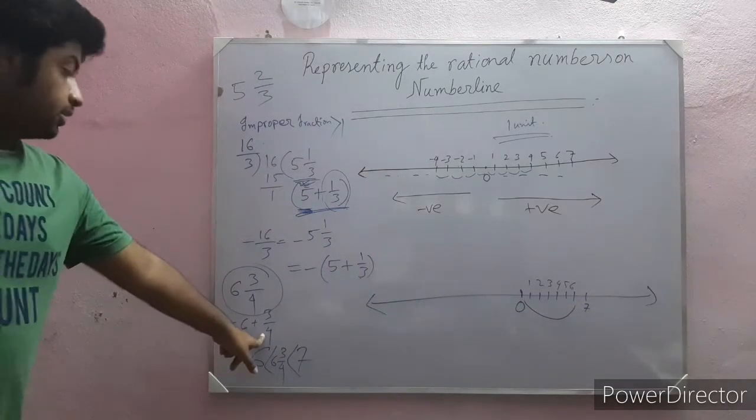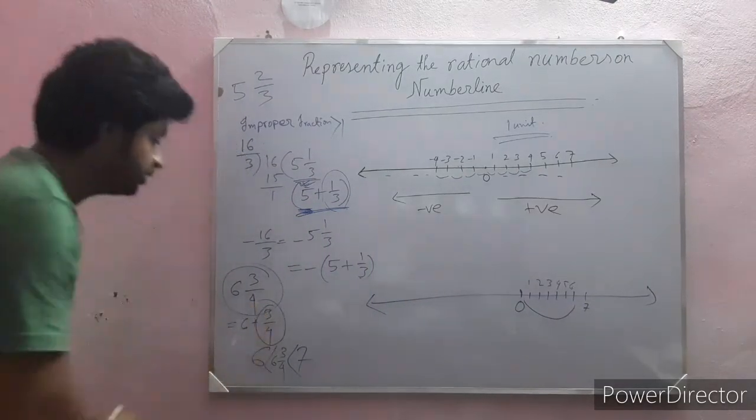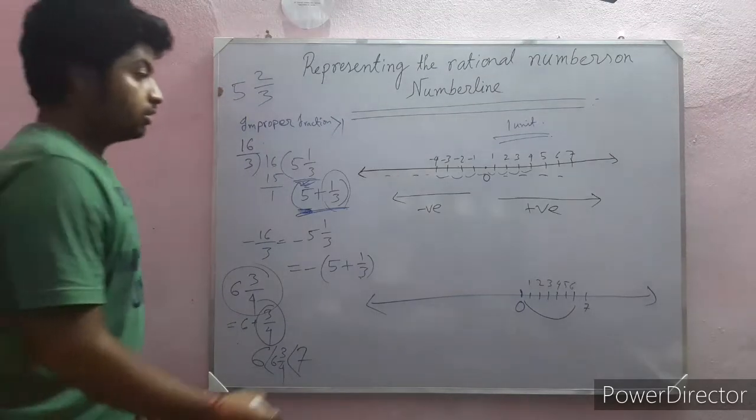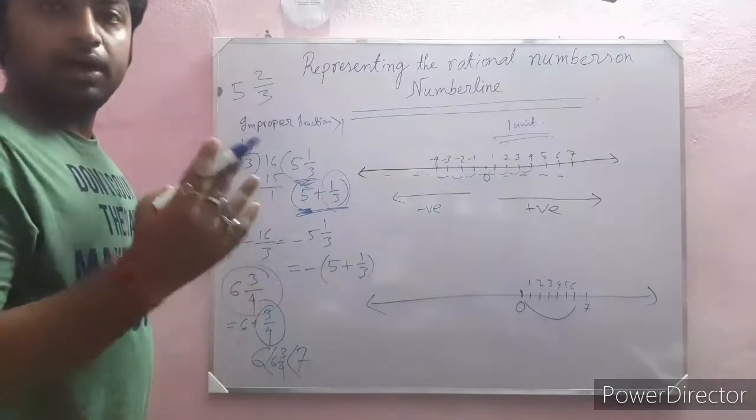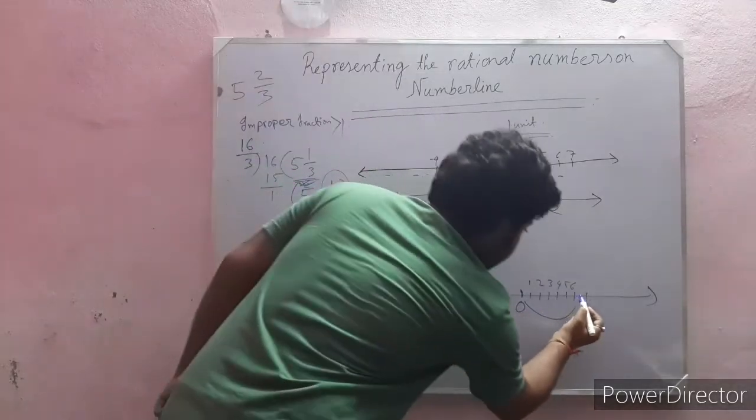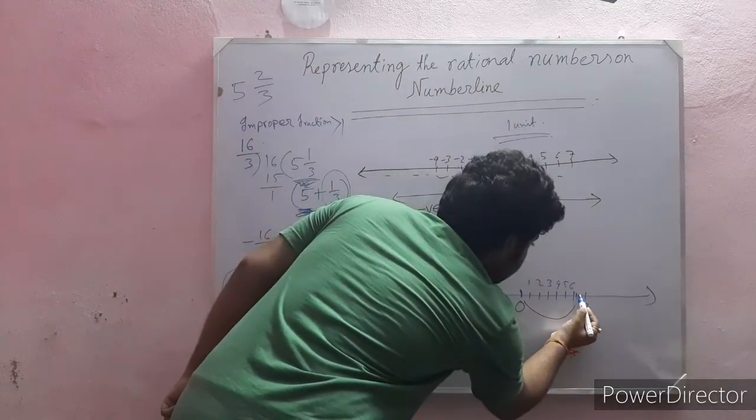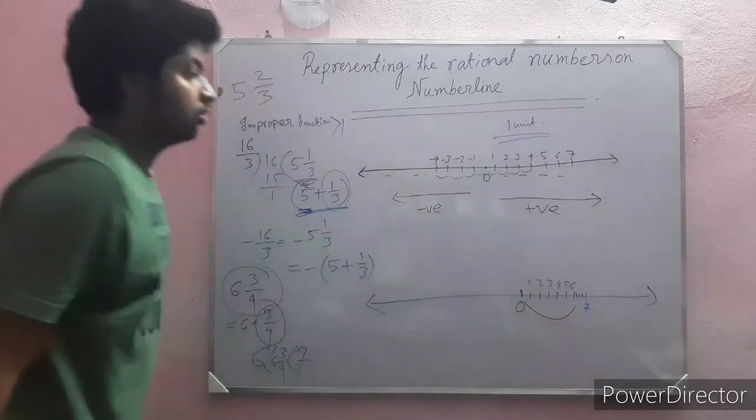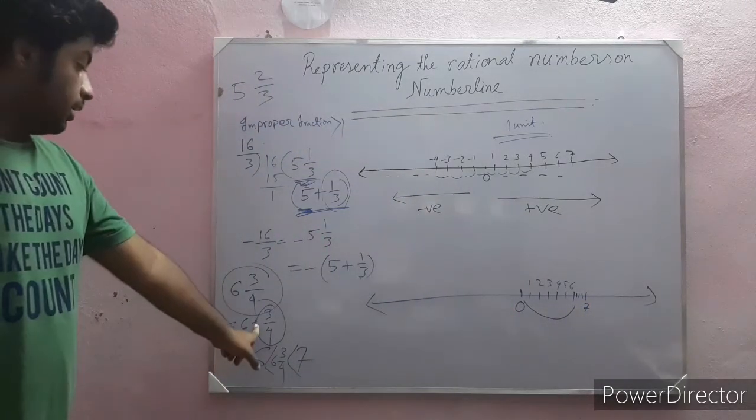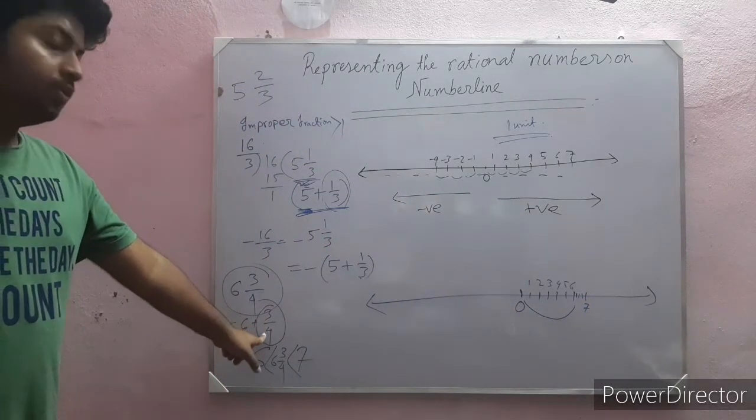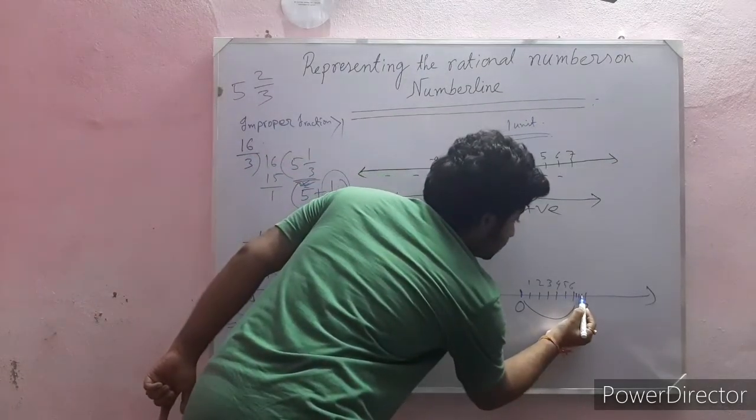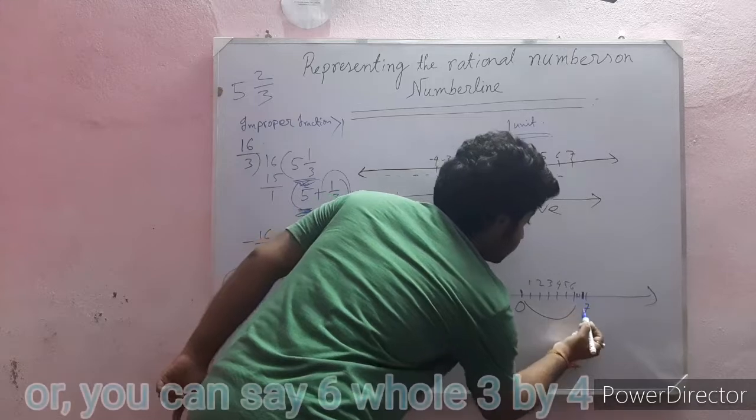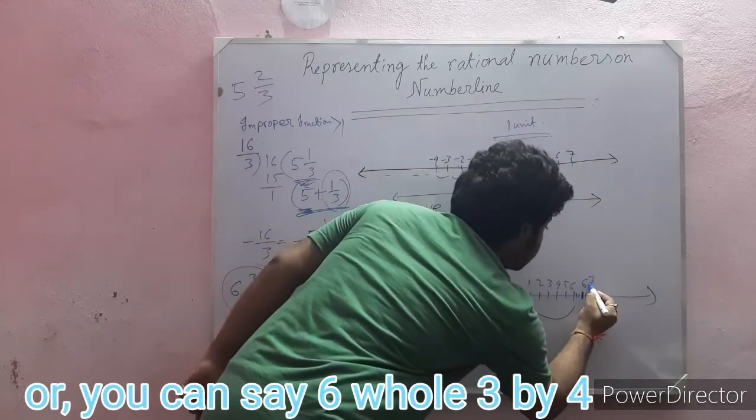Now the proper fraction part is 3 by 4, right? So divide the unit length between 6 and 7 into equal 4 parts. 1, 2, 3 and 4. So I have to take 3 out of the 4 parts, right? Take 1, 2, 3. This is the required point. This is 6 full 3 by 4.